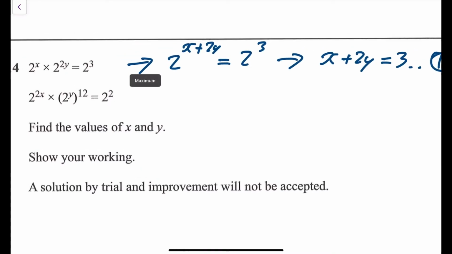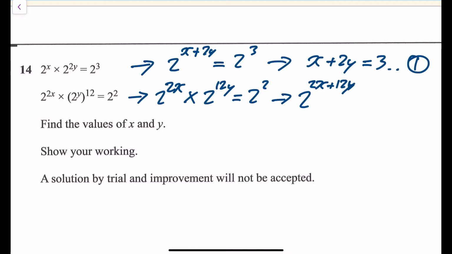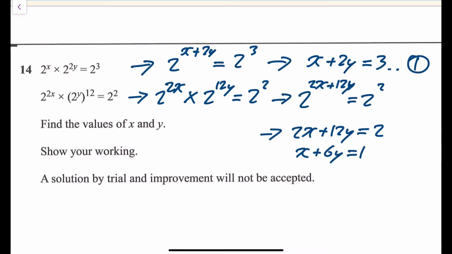Now this one's a little trickier, not much, but we've got 2 to the power of 2x. Let's tidy this up then. That's 2 to the power of 12y is equal to 2 to the power of 2. And then that would become 2 to the power of 2x plus 12y equals 2 to the power of 2. And then that becomes 2x plus 12y is equal to 2, or x plus 6y is equal to 1. And that's my equation 2.